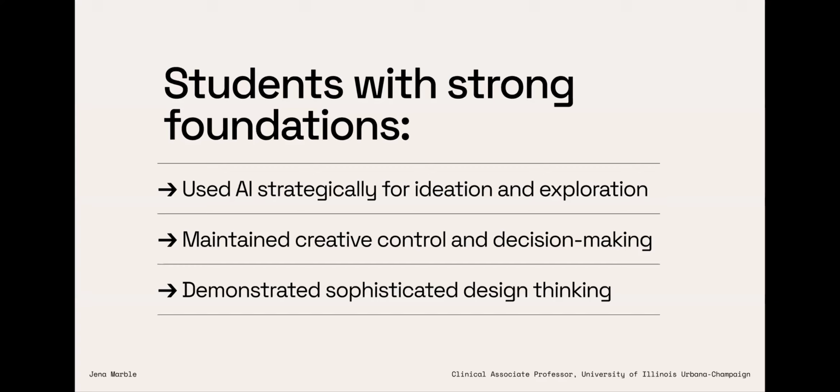Just some things I took away and continue to implement in my classroom as AI becomes more and more prominent is that, again, students with strong foundations use AI more strategically, especially for ideation and exploration. They're not going to it first. We're doing sketching, we're doing prototyping outside of our computers even before we go to AI to maybe think things through or get new ideas. The students that have that foundation maintained creative control and decision-making a little bit better. Instead of deferring to AI, they were really in control of it.